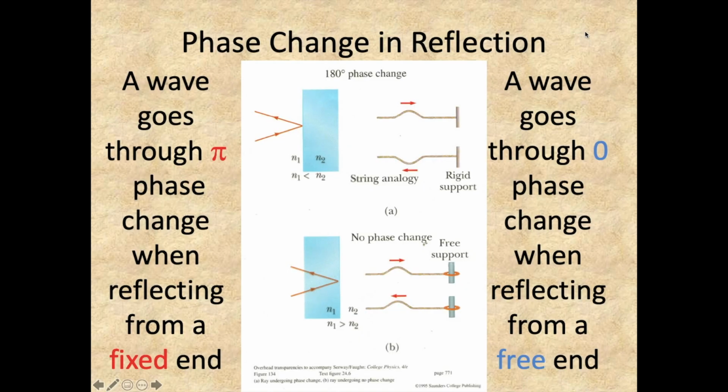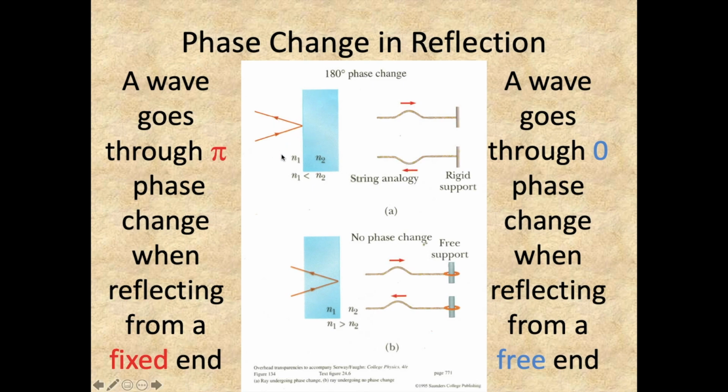So let's summarize this. A wave goes through pi phase change when reflecting from a fixed end, which is what we see in this diagram. A wave on a string reflecting from a fixed end. This is the incident wave. The reflected wave will be inverted, which means it goes through half a period of phase change, because the phase difference between a crest and a trough basically is half a period.